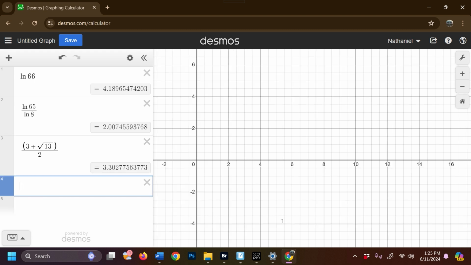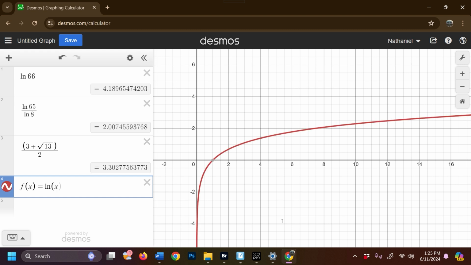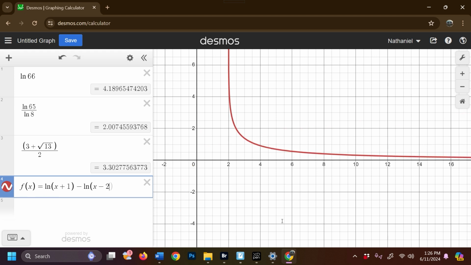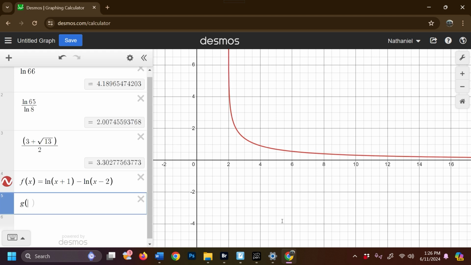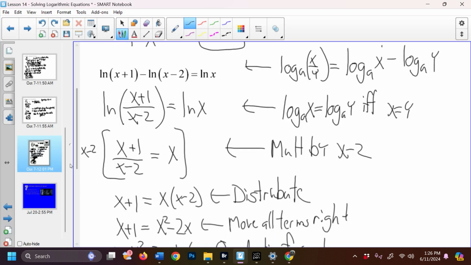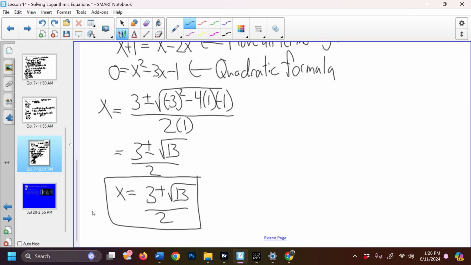And then I can type in f of x is equal to ln of x plus 1 minus the ln of x minus 2. And then g of x is equal to just the ln of x. If I come here to where there's an intersection, we get 3.03, which is the rounded version, rounded to 3 decimal places of what we got there. So I'm fairly confident that this is my final correct answer.